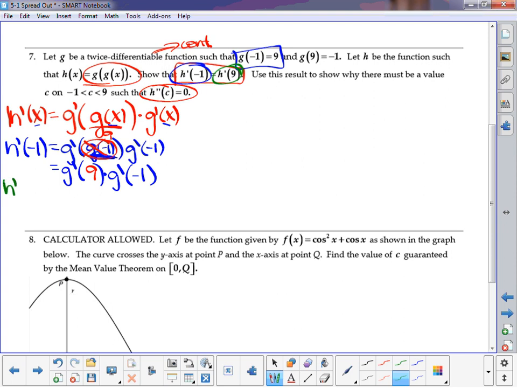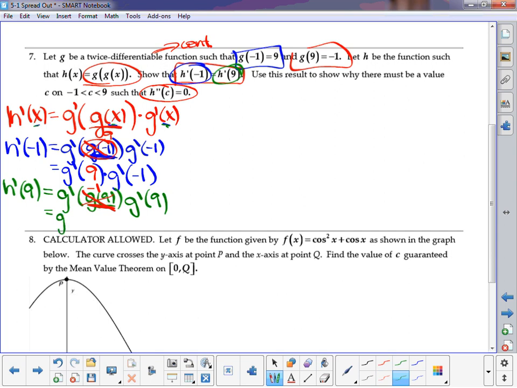So h prime of 9 is g prime of g of 9. So again, we want to evaluate that, which is g prime of 9. I'm just putting it in wherever I see the x. And what was g of 9? -1. So this is just -1.